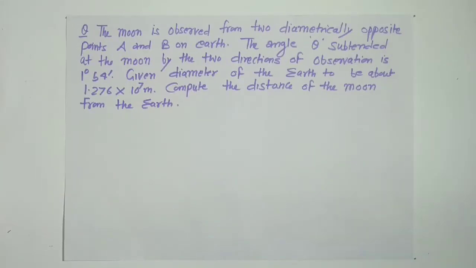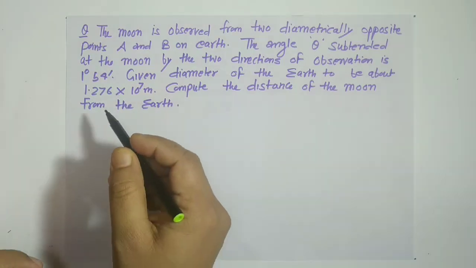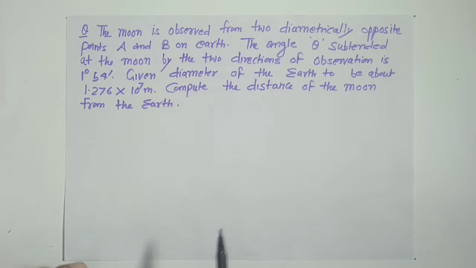Students, today we will discuss some numericals based on parallax, significant figures, dimensions and errors. So please see all the numericals. The first numerical says: the moon is observed from two diametrically opposite points A and B on earth. The angle theta subtended at the moon is 1 degree 54 minutes, given the diameter of the earth to be 1.276 into 10 to the power 7 meter. Compute the distance of the moon from the earth.